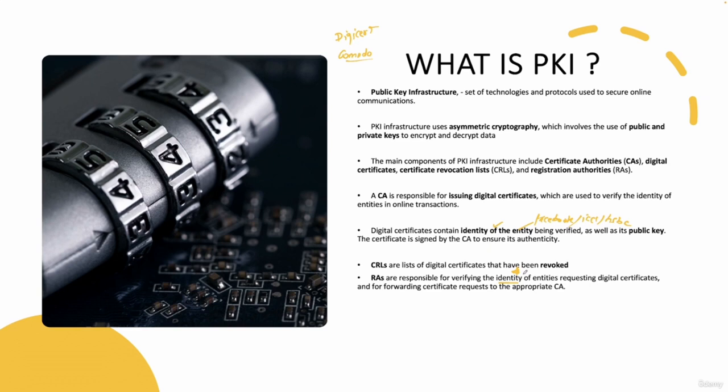And of entities requesting digital certificates and forwarding the certificate request to the appropriate CA. So once the RA sees that yes, it's all good, it sends the request back to the CA, or the certificate authority, saying that yes, you can now go ahead and issue the certificate to this person. Okay, so PKI infrastructure, as I said, can help to provide secure communication by ensuring authenticity and integrity of data.